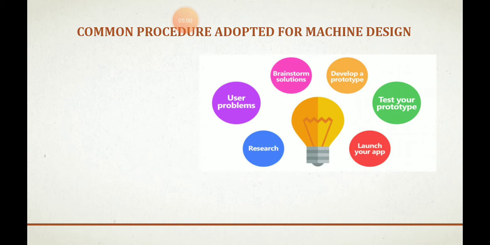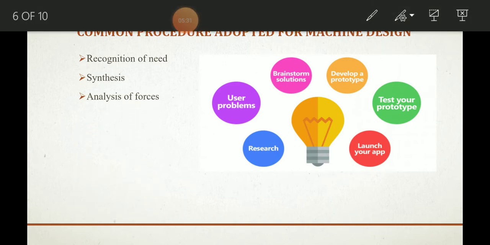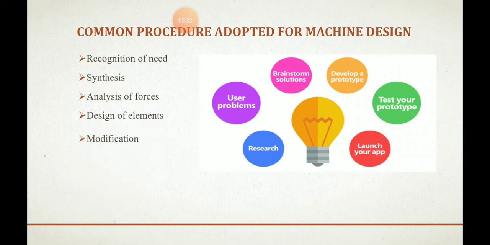For that you should have some market research, correct? You have to take the problems of humans into consideration, what they actually want from you. Once you have that, you start working on it. You develop one small prototype, you test the prototype, and if everything goes right, you finally develop a product, or we finally launch the app. So this is nothing but the common procedure we adopt when you develop some product, and it is common for all. It may be a mechanical product, some electrical component, or anything.